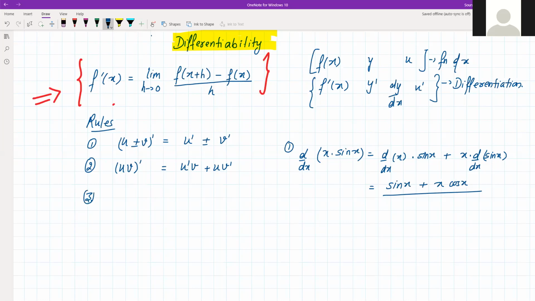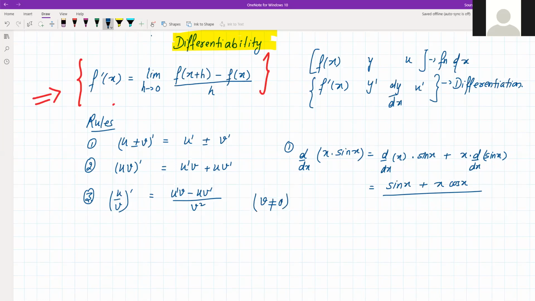The order doesn't matter there, but if we have u by v, that is division of two functions, then it is the same thing as above, but there is a minus sign here, divided by v square, the square of the function which is the denominator. The only thing here is that v should not be equal to 0. That is what we have to make sure.